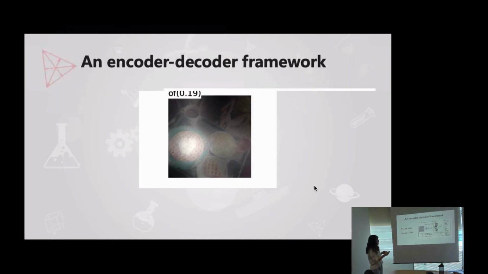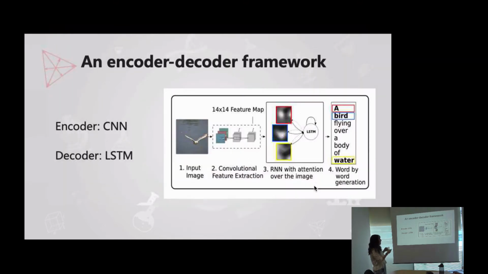This is a very traditional encoder and decoder framework. We also mentioned this paper before. It is very straightforward and simple. First, we put an image and encode it with the CNN, then decode it with the LSTM. So it's like translating the image into a sequence of words.